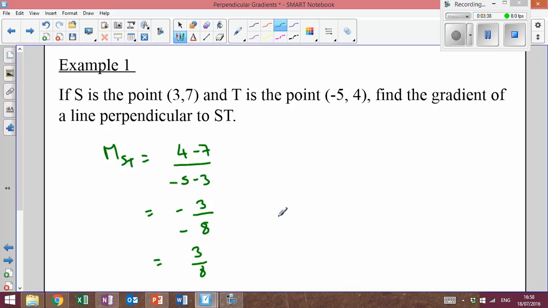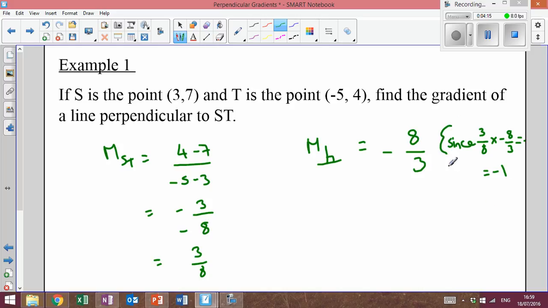Now, if you know your gradient is 3 over 8, then the gradient of the perpendicular is that fraction flipped. So 8 over 3, but with the sign changed, so it's negative 8 over 3. And what you should be writing in here is a little explanation. This is just one of those annoying things you have to write. Since 3/8 multiplied by negative 8/3 equals negative 1.